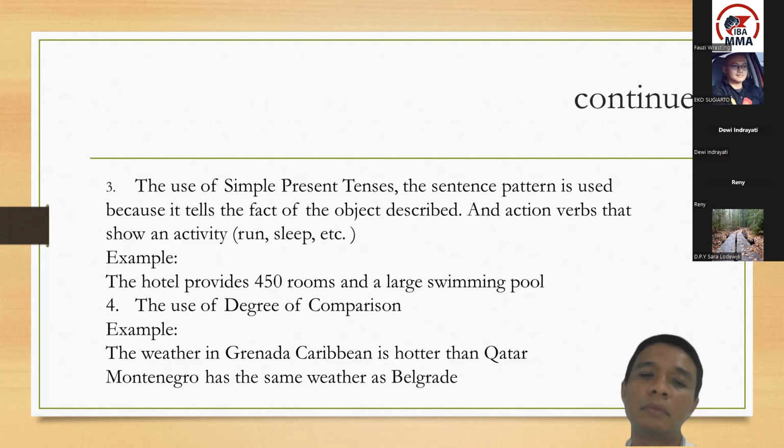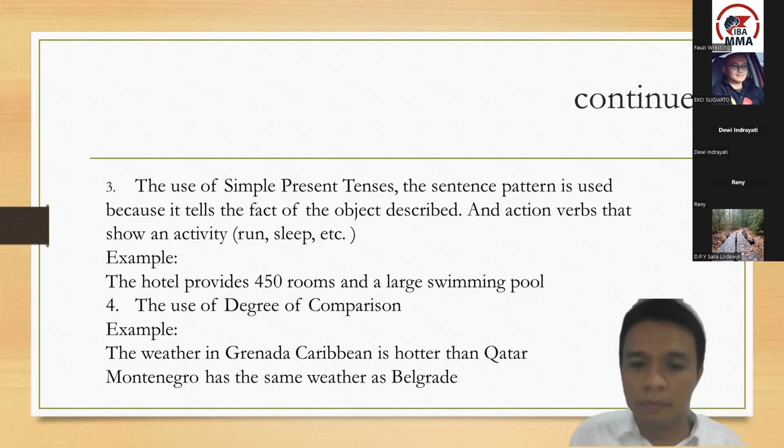And number 3, the use of simple present tense. The sentence pattern is used because it tells the fact of the object described, and action verbs that assume an activity, for example, like run, sleep, and etc. An example, the hotel provides 450 rooms and a large swimming pool. And number 4, the use of degree of comparison. For example, the weather in Grenada, Caribbean is hotter than Qatar, and Montenegro has the same weather as Belgrade.